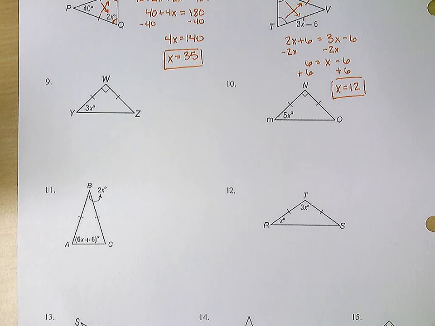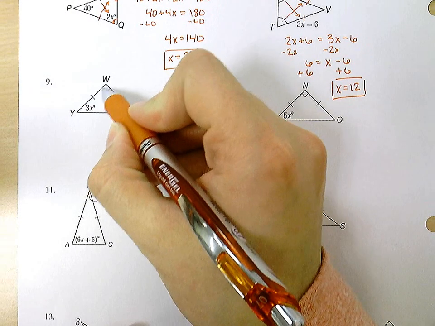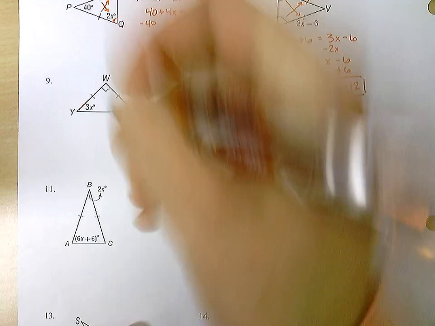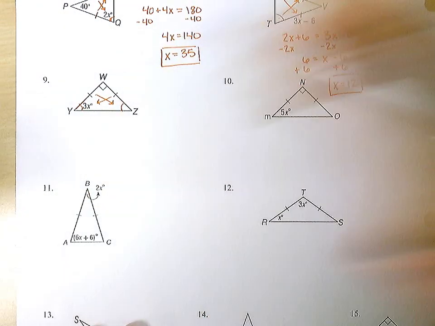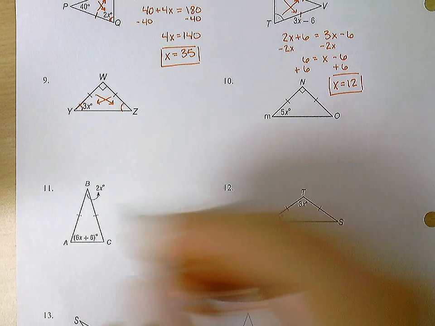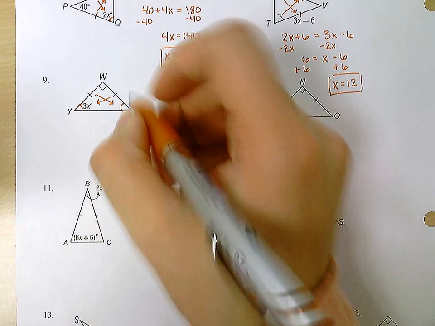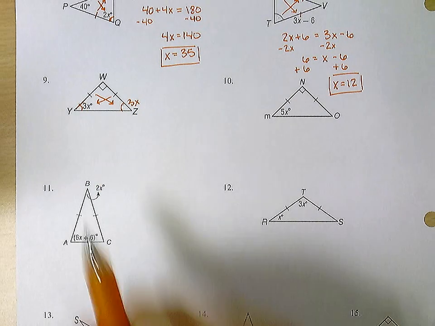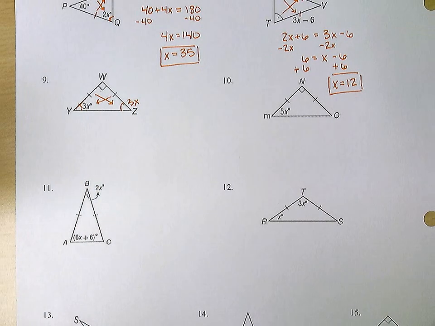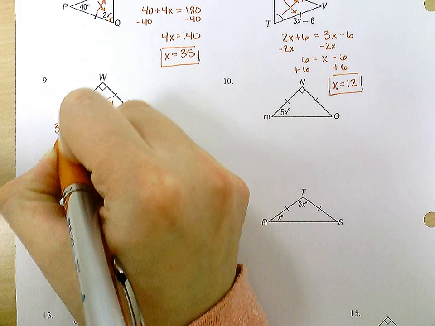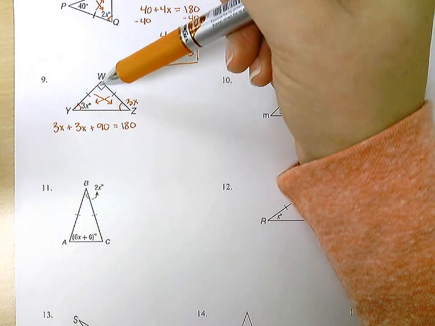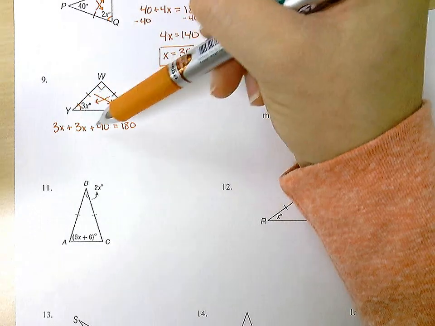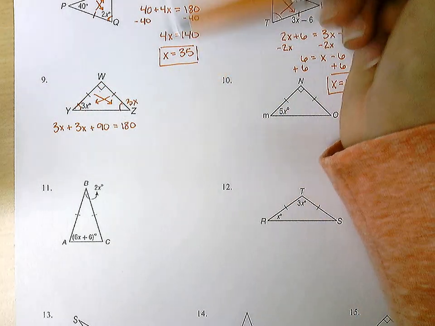All right, let's come back together so we can go over number 9. So in number 9, you have this side WY congruent to WZ. So that means the angles opposite those sides are congruent to each other. So angle Y is 3x and angle Z is 3x. Okay, and I know all three of these angles do have to add to 180. So I can take 3x plus 90 equals 180. Don't forget that 90-degree angle. You have to have all three angles together to be 180.